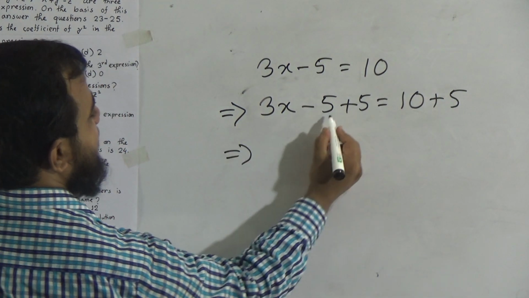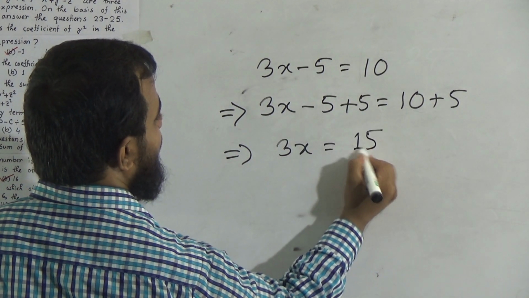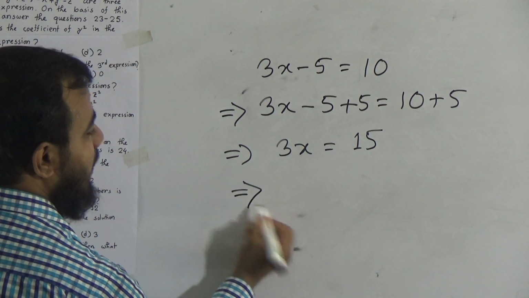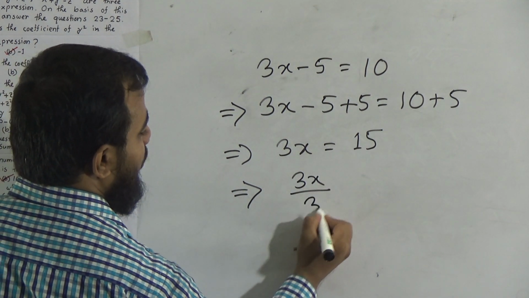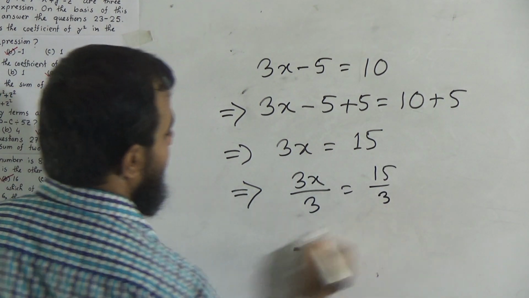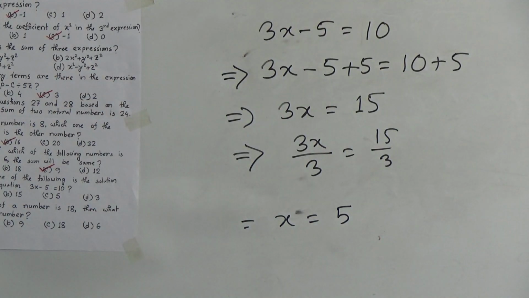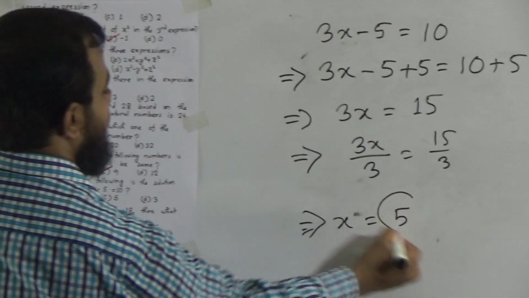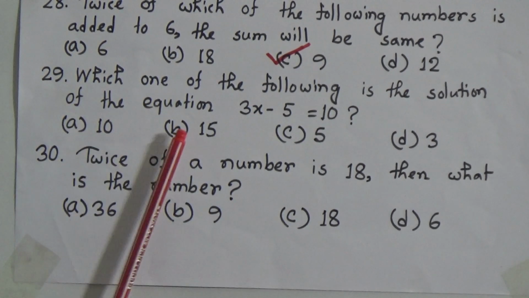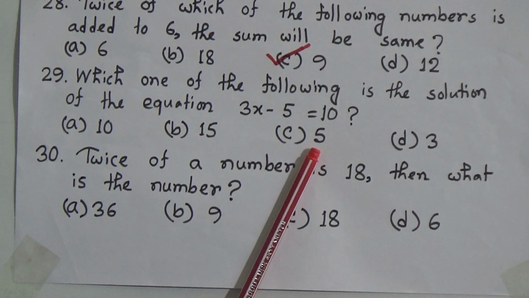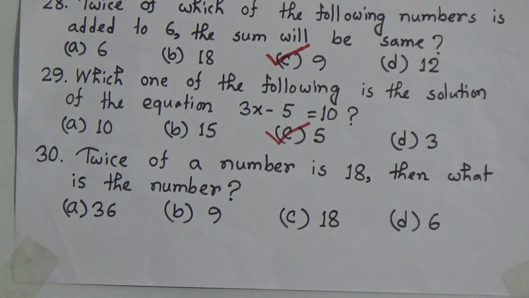Now we will get thrice x plus 0. No need to write down that 0. Thrice x is equal to 15. Now we have to find out the value of x. To find out the value of x, we have to divide both sides by 3. 15 by 3, so we will get x is equal to 5. The value of x is equal to 5. Now test the options. Option A says 10, B says 15, C is 5. So our answer will be C.